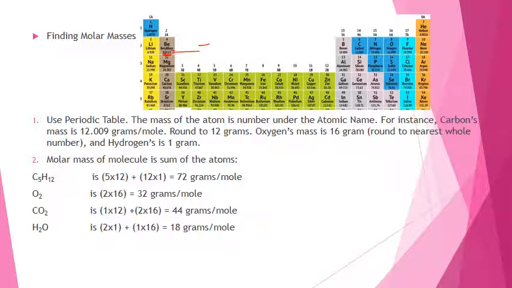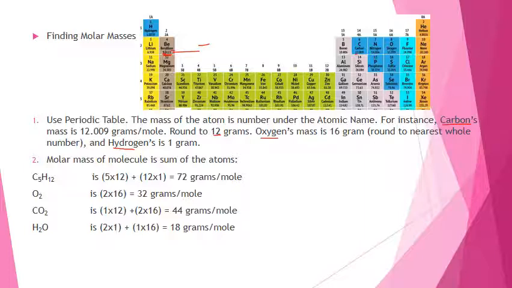Okay, so for the problems that we're doing, they'll have carbons, oxygens, and hydrogens in them. So carbon's mass is 12.009, rounded to the whole number, that's 12. Oxygen 15.999, so round that to 16. And hydrogen, we'll round to 1. So carbon's mass is 12, oxygen's mass is 16 grams, and hydrogen's mass is 1 gram per mole.